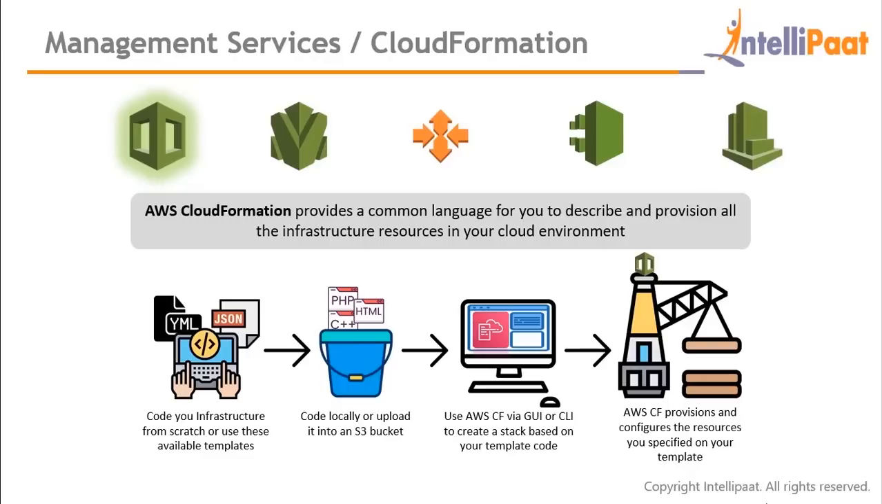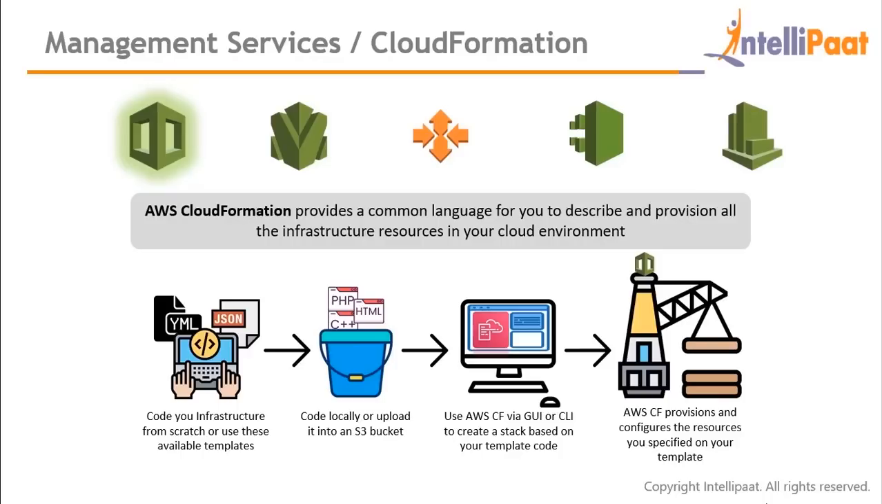So what is made possible by CloudFormation? Using CloudFormation, you could turn a repeated task into a single task which you can use multiple times by just writing a simple code. So what basically happens is you create a code from scratch, or you can use available templates which are already provided by AWS, and then you could code locally or upload it to the S3 bucket.